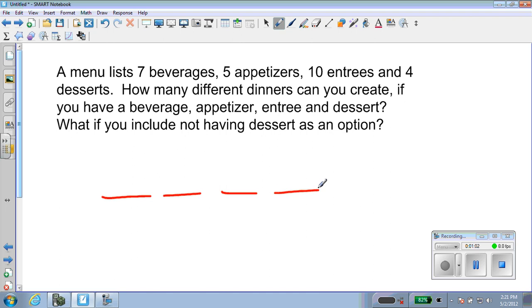Let's say the first line is my beverages. I have 7 choices for beverage, 5 choices for my appetizer, 10 choices for my entree, and 4 choices for dessert. And I will multiply those because I could have any one of the 7 beverages with any one of the 5 appetizers. That would be 35 combinations right there. Then I could have any one of those 35 with any one of the 10 entrees. So now we're at 350. And I could have any one of those 350 with any one of the 4 desserts.